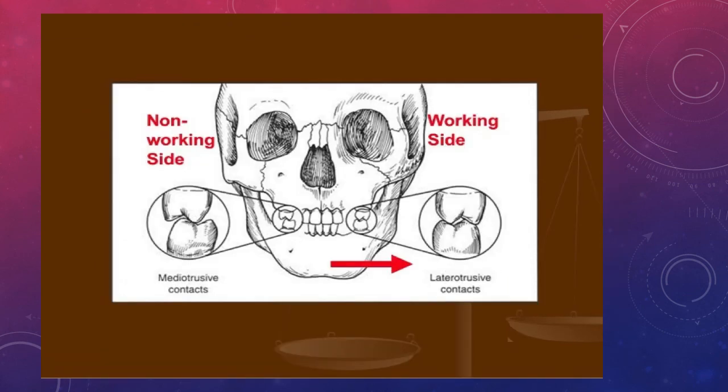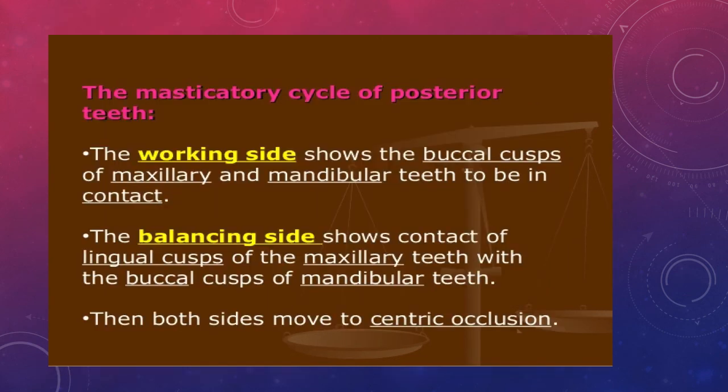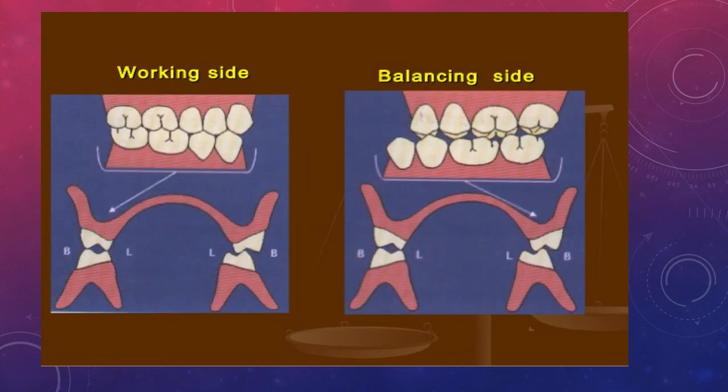You can look at this photo of the working side and balancing side, and lateral excursive contacts. In the masticatory cycle of posterior teeth, the working side shows the buccal cusps of maxillary and mandibular teeth to be in contact. The balancing side shows contact of the lingual cusps of the maxillary teeth with the buccal cusps of mandibular teeth. Both sides then move to centric occlusion. You can look at these photos of the working side and balancing side and see the difference.